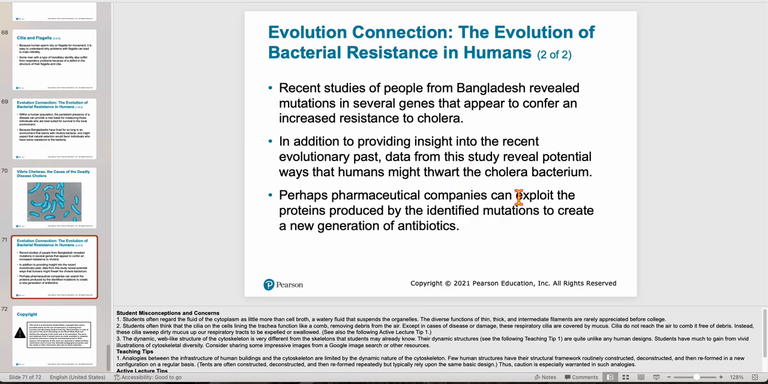Okay. And again, notice the last slide ends with evolution because most of the chapters end with that. So we talk about bacteria resisting. Well, here it is. Here's increased resistance to cholera. Okay. So yes, notice it says that these people have an increased resistance to cholera. So these people are not likely to come down with cholera.